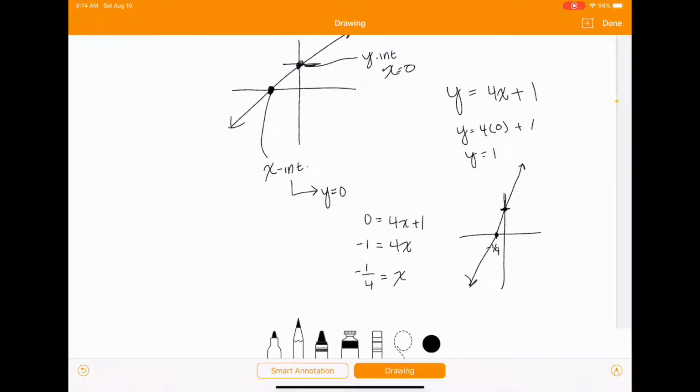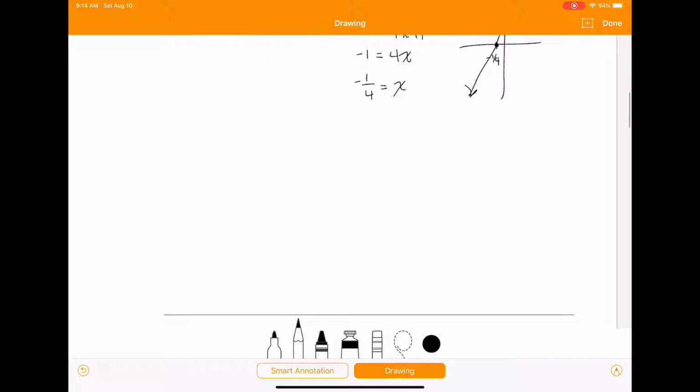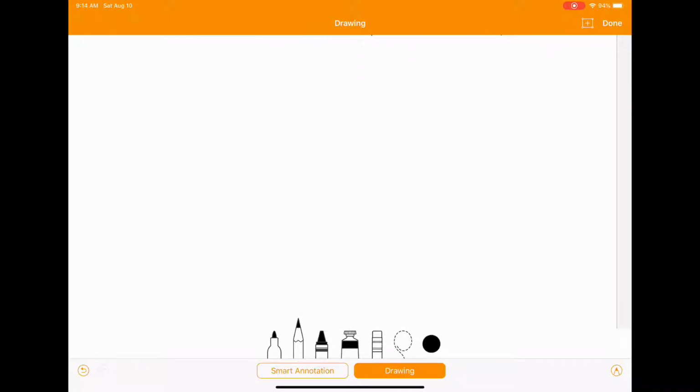Now, this value right here for your y-intercept is actually equal to b in your slope-intercept form of y equals mx plus b. So again, this is your slope, this is your y-intercept. So if you had an equation or a function, y equals 3x minus 6, and you wanted to graph that, you can just pull off your slope and your y-intercept right there.